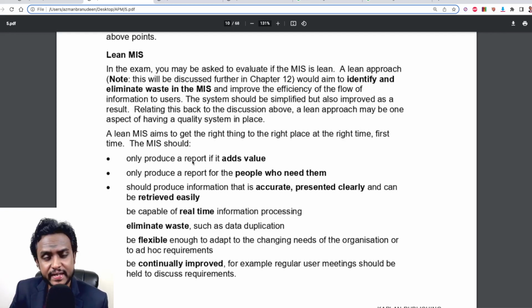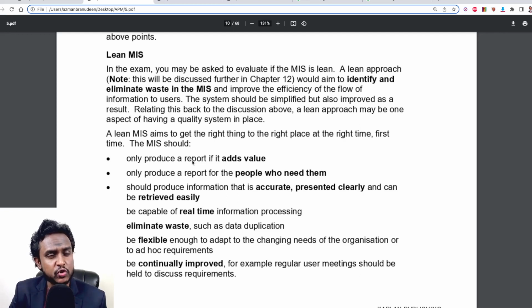So a lean MIS is essentially a system that aims to get the right thing to the right place at the right time, first time. A lean MIS is essentially a system that you build so that it can get the right information to the right person at the right time and in the first time itself, so that you don't have to go back and forth. This is lean. As you can see, it's a very high standard to achieve. So obviously, it's coming from the Japanese themselves.